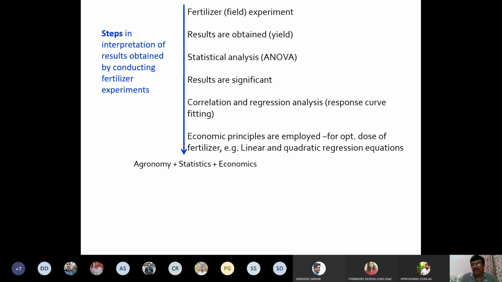If your results are significant, meaning your fertilizers are genuinely affecting or influencing the grain yield or yield of the crop, then we call it results are significant. And if your data is significant, then one can go for correlation and regression analysis. With the help of correlation and regression analysis, you are actually fitting the response curve.